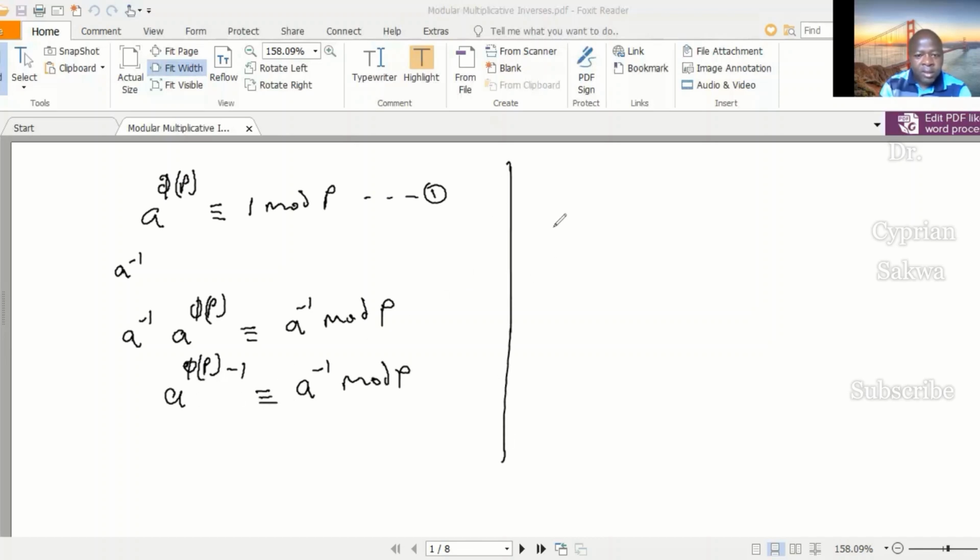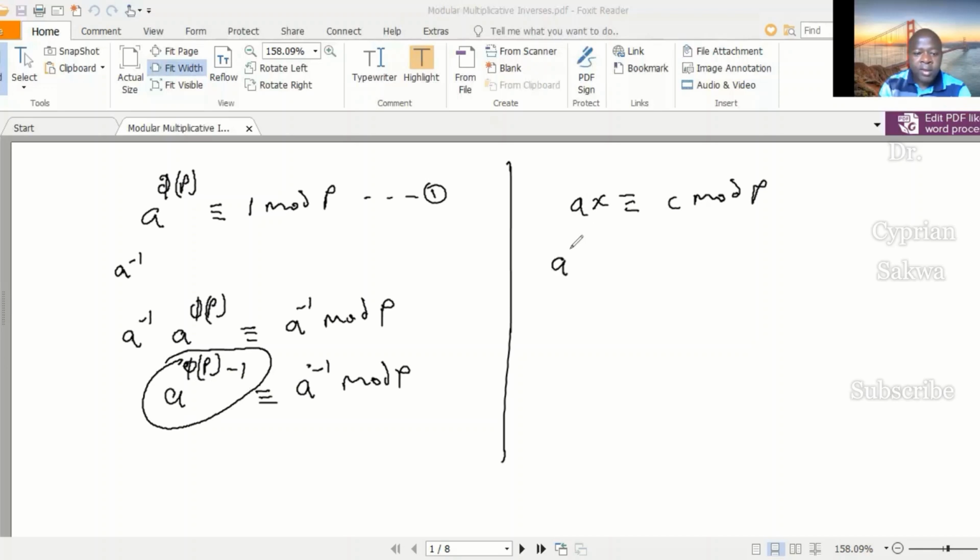What this means is that if you're given the congruent equation Ax is congruent to C mod P, and you are asked to find the value of X, you only need to make X the subject of this formula by multiplying both sides by the inverse of A. And the inverse of A is this. So you just need to multiply this side by the inverse of A.